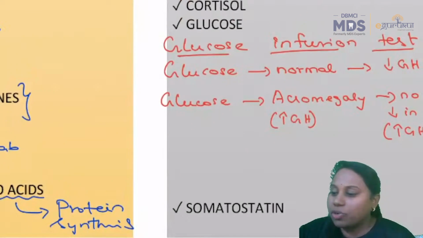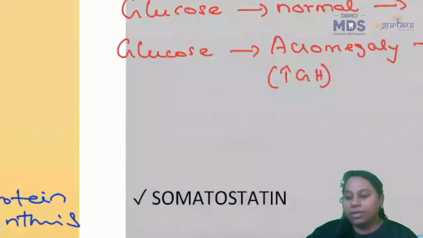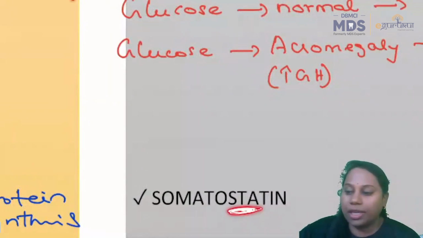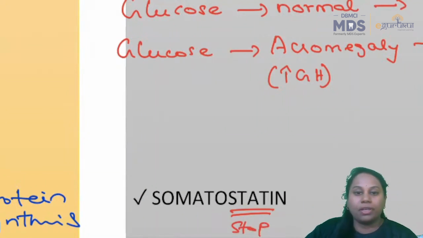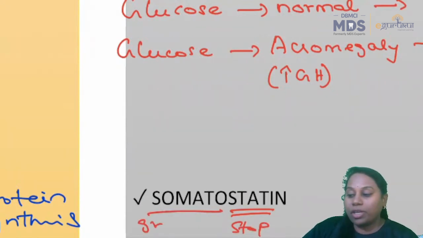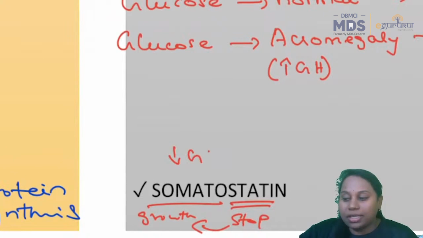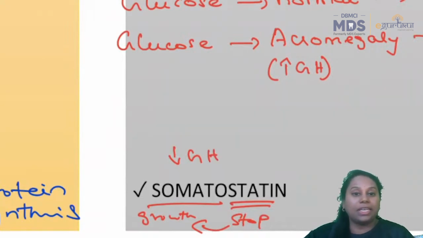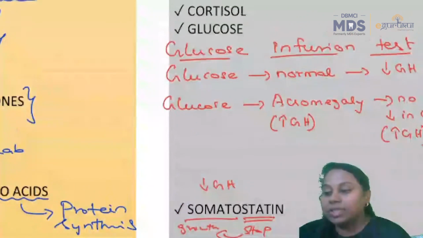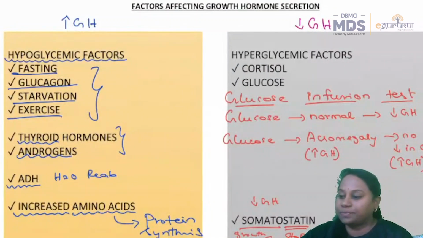Somatostatin. What is somatostatin? So this is another hormone. Look at the name. Stat means static or stop. Somat means body growth. It is static to body growth. It will stop body growth. That is why somatostatin decreases growth hormone. Stat means stop. It is static to body growth. It will decrease growth hormone levels.